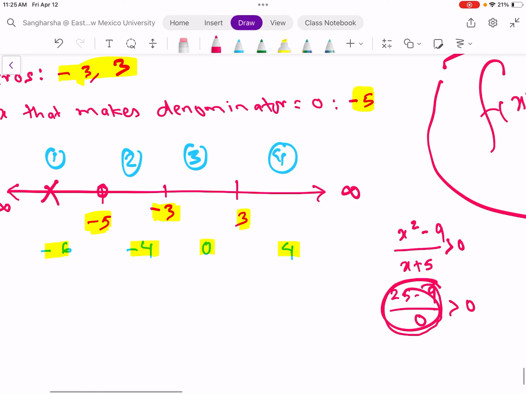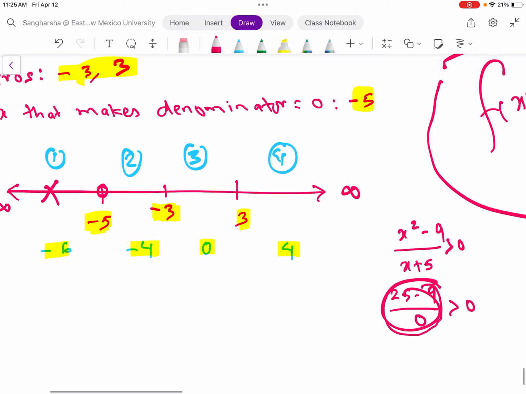Now let's check for -3. Is -3 a solution for this inequality or not? So -3 squared is +9 minus 9, divided by -3 plus 5, that is 2, greater than 0. So 9 minus 9 is 0. 0 divided by 2 is 0, and 0 is greater than 0, which is false. It means -3 is not a solution. It means we have an open circle here, but our interval 2 is the solution.